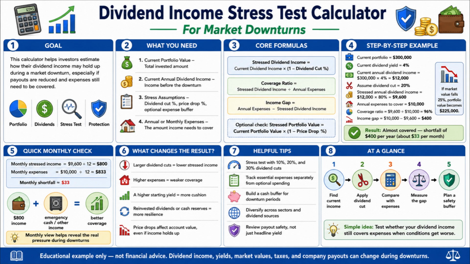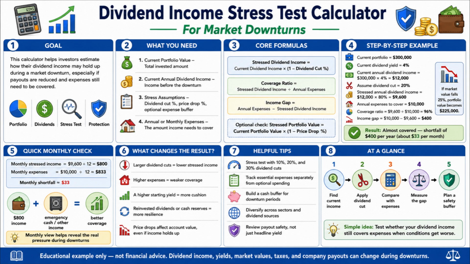To begin, you need to know your current portfolio value. This is the total amount invested in dividend stocks, funds, or income assets. For example, if your current portfolio is $300,000, this becomes the starting point for the stress test. Next, you need to calculate your current annual dividend income. If the portfolio value is $300,000 and the current dividend yield is 4%, then the annual dividend income is $12,000.